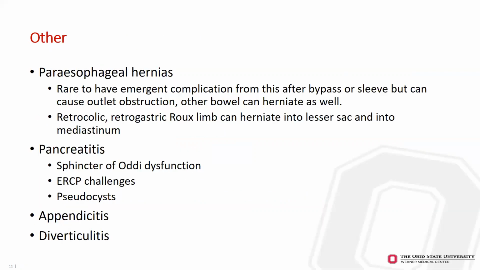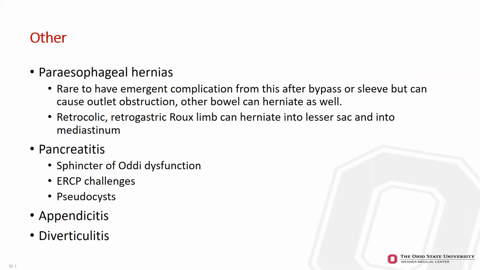The other common thing we see is paraesophageal hernias. They're treated pretty much the same as you would any other paraesophageal hernia. Sleeves, bypasses, anything. It's rare to have an emergent complication because they rarely go up there and volvulize. But you can see an obstruction from that sometimes too.